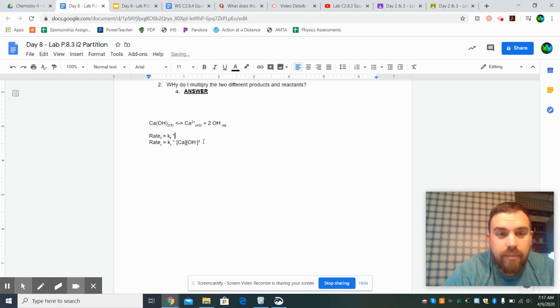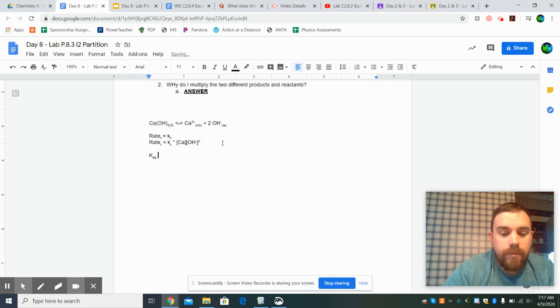That is huge because when I write this equation here, the rate of the forward reaction is not dictated based on the concentration of the calcium hydroxide solid particles. It doesn't matter. It's always going to be the same. So therefore, we don't include it in equilibrium constant expressions. Therefore, we would write this equilibrium constant as follows.